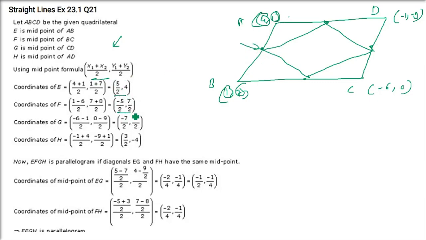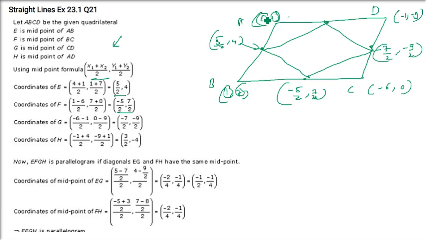So, these are the different sides and the midpoints are given. Just add the x values and divide by 2. Just add the y values and divide by 2. So the first one will be 5 by 2, 4. Second will be minus 5 by 2 and 7 by 2. The third will be minus 7 by 2 and minus 9 by 2. This is going to come.